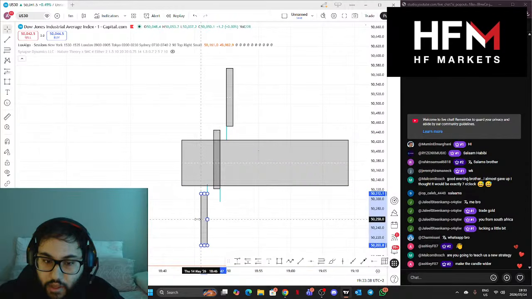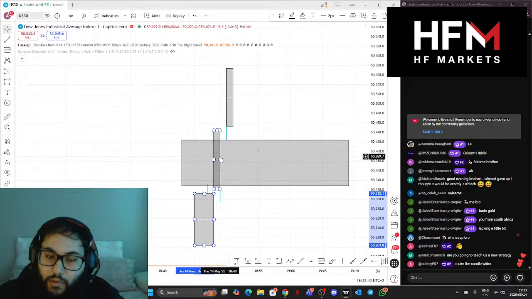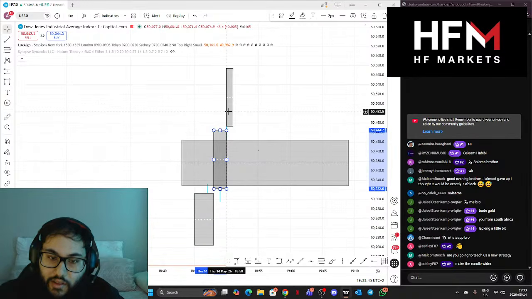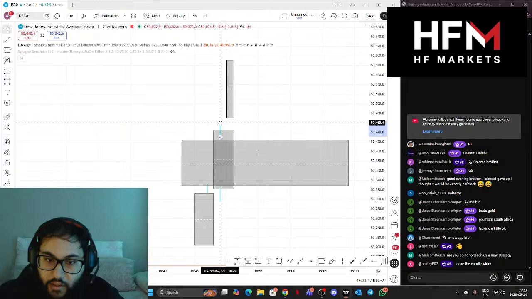Make the candles wider. What difference would it make if it's wider? Just make it like this. It's the same thing, bro. That doesn't really matter, I think. But just see, is it too small for you? Can you guys see? Are you able to see? Was it too small for you?